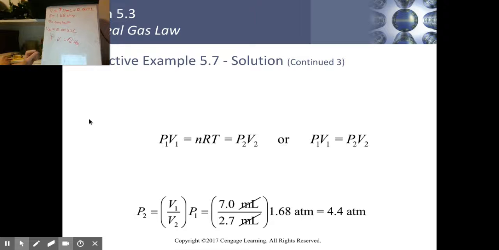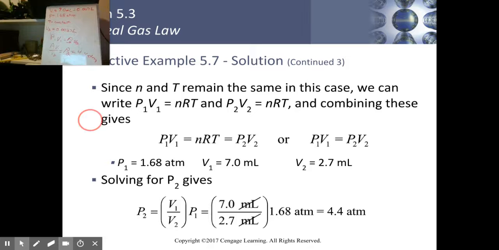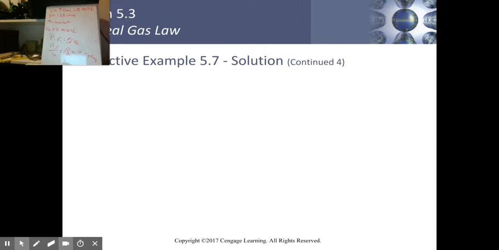All this example problem is showing you is how all of the other gas laws are really derived from the ideal gas law if you know who's changing and who's staying constant. And this is the answer. So if we plug in all of our values and solve for P2, it's P1 times V1 divided by V2. As you see on the slide, that gives you a value of 4.4 atmospheres. And that's how they use the ideal gas law to solve.